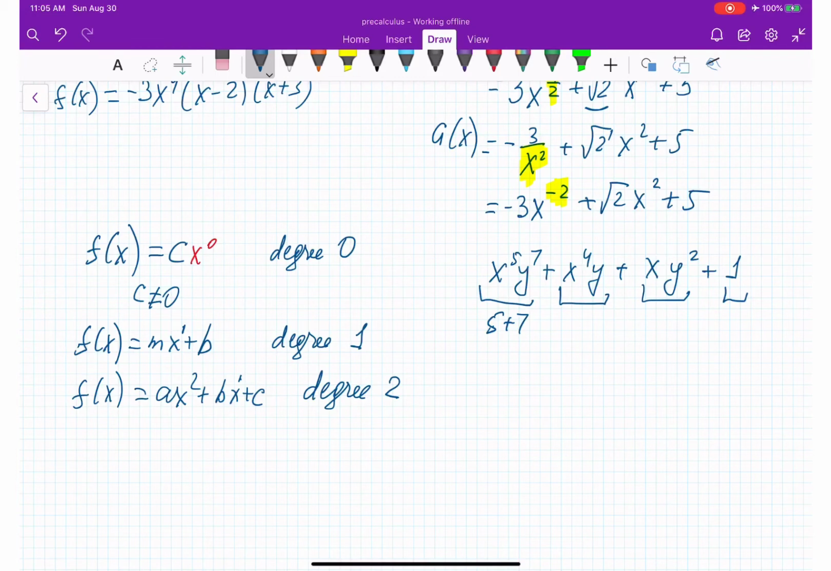Degree of the second one is 4 plus 1. Degree of the third one is 1 plus 2. And degree of the last one is 0, because you have x to 0, right? Okay. So what do we have? Here we have 12. Here we have 5. Here we have 3. And here is 0. Which one is the highest? 12. So the degree is going to be 12, the highest degree of the term.